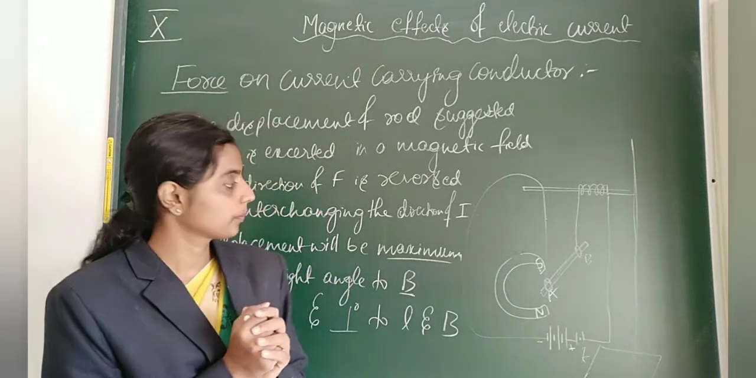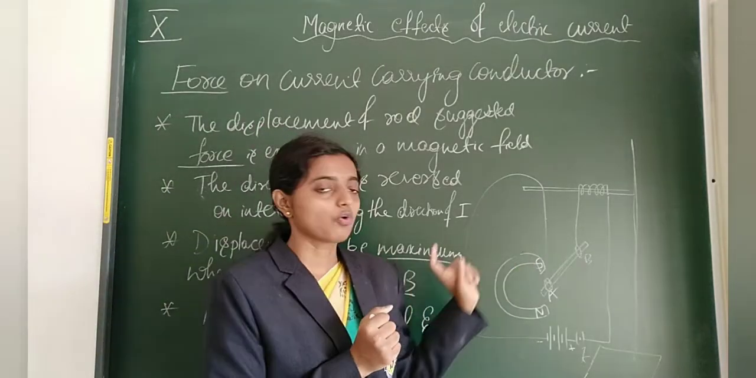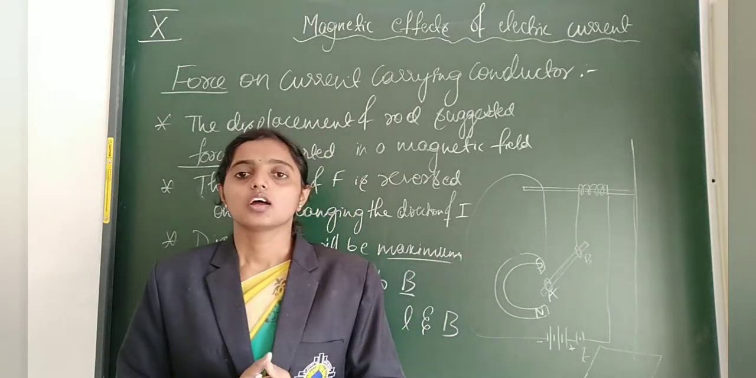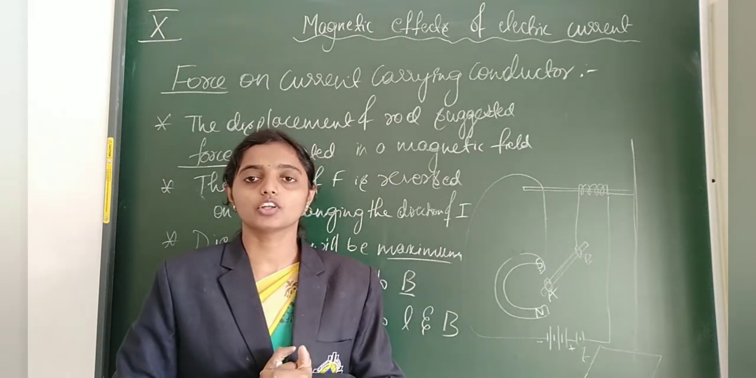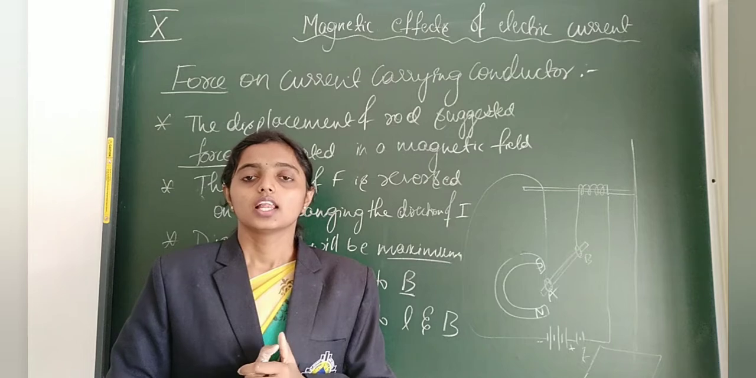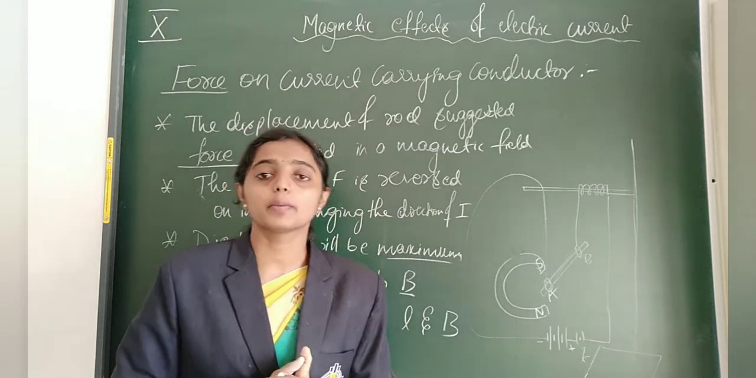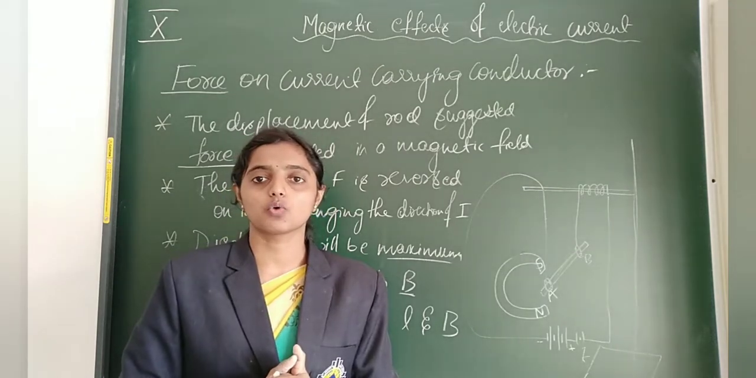Now as I told, we have force here. Now we should understand how to know the direction of force in a current carrying conductor. For that we have one topic called the left hand rule, that is Fleming's left hand rule. Now let us see what that is.